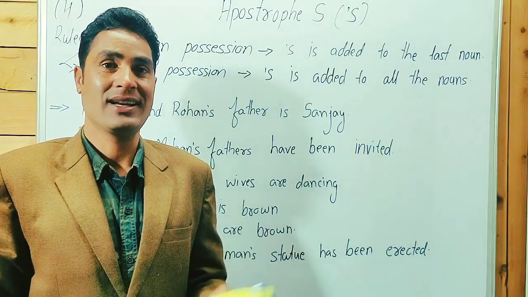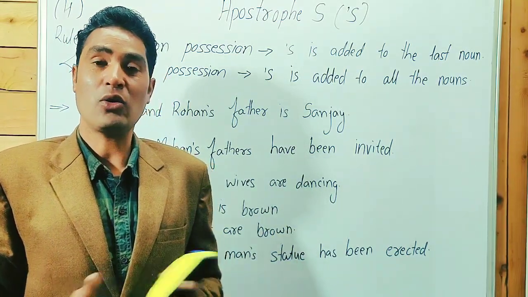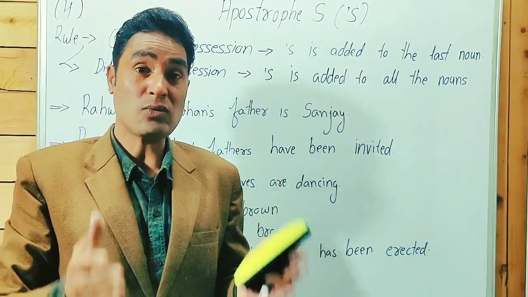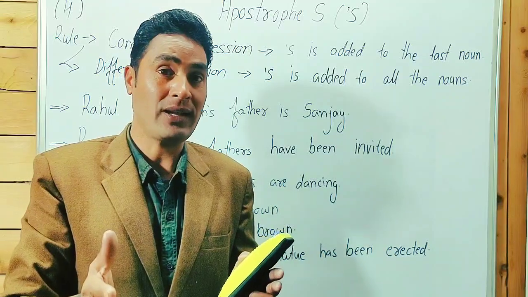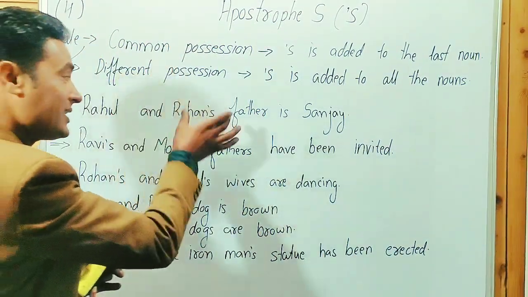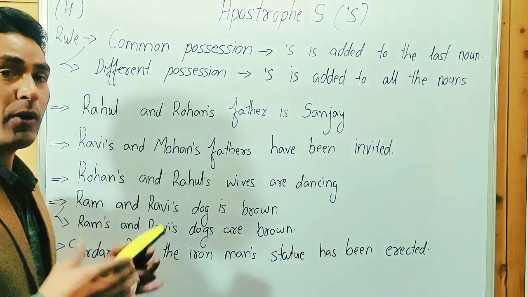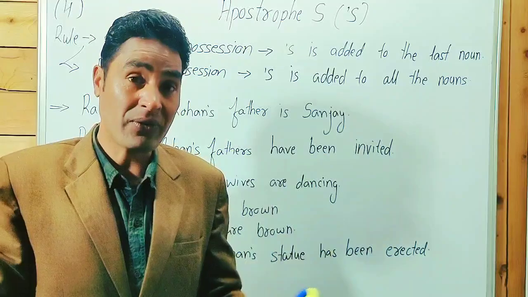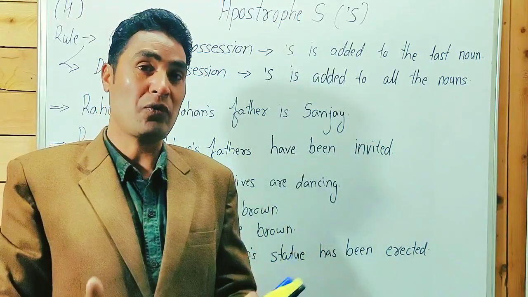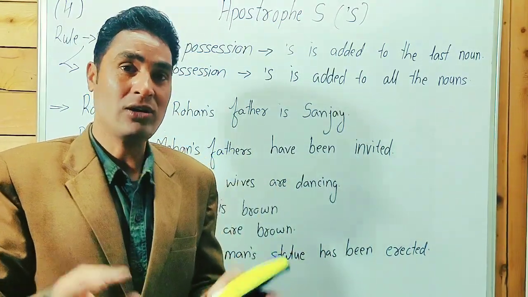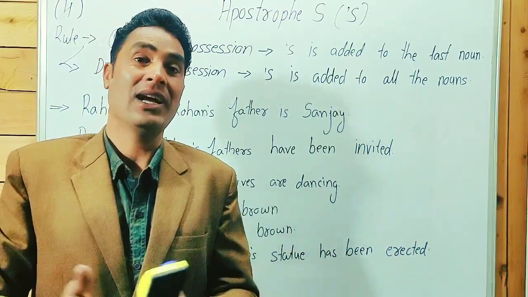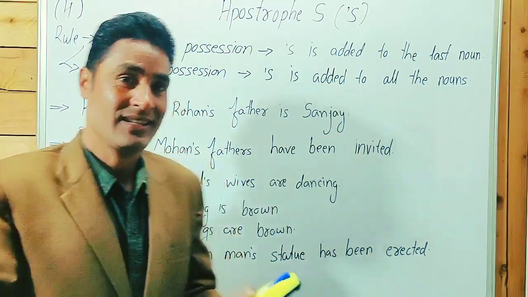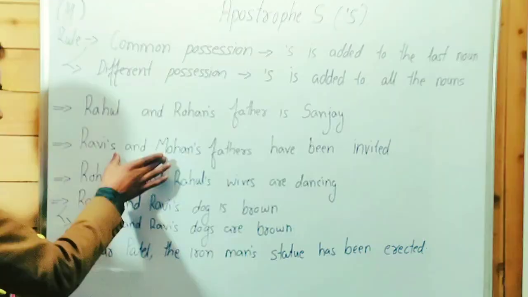For example, Rohan, Sohan, Rahul, Mohan are four siblings, so they possess only one case. They have one father, so we use apostrophe S at the end of the noun. But when we talk about different families, Rohan, Mohan, Sanjay, Ganesh, they are friends. In this case, we use apostrophe S with all nouns: Rohan's, Sohan's, Ganesh's, and Mahesh's fathers have been invited. They don't have the same possession.